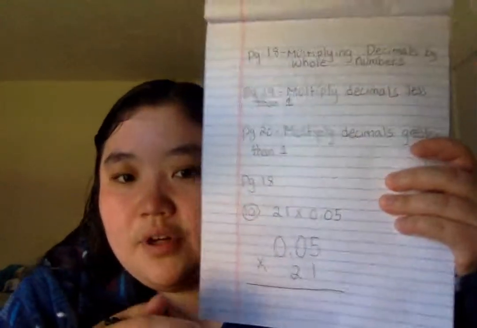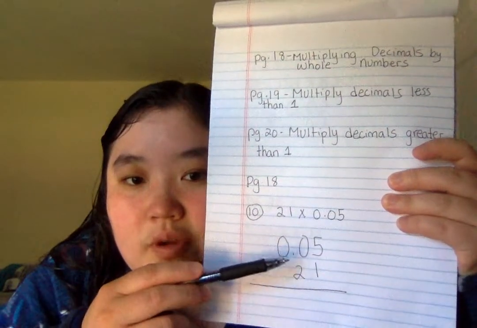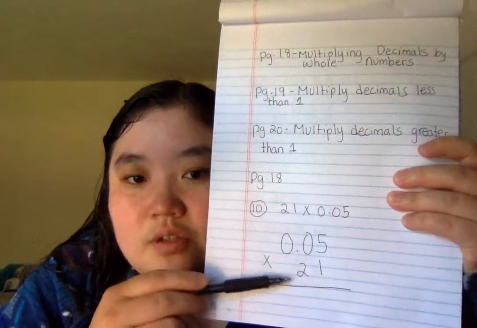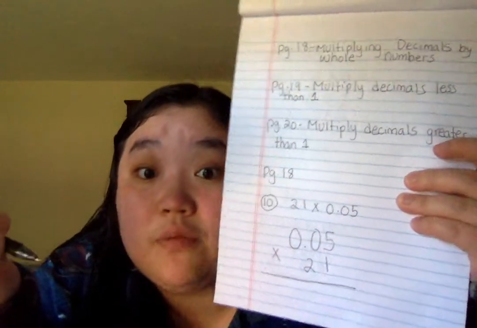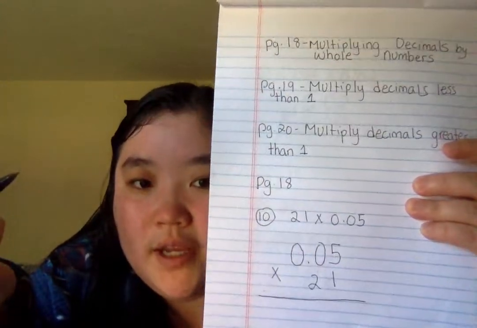A few key things to remember when you're multiplying decimals. You know how when we added and subtracted decimals, we had to line up our decimal point? With this, when multiplying, you do not need to line your decimal up. Personally, I like to just do standard multiplication with this. So what I did was I wrote 0.05 times 21, just how I would normally do it if it was a normal number, okay?